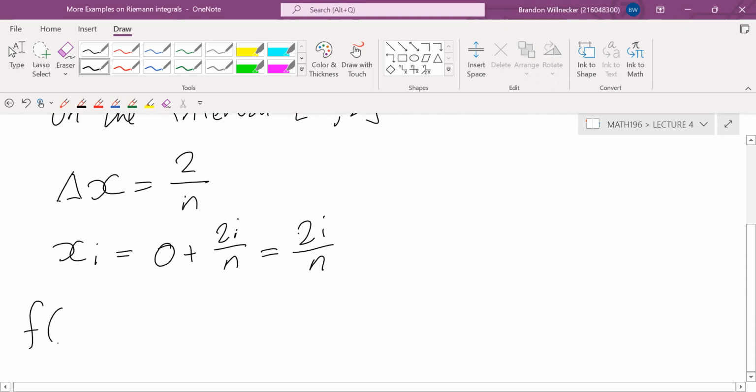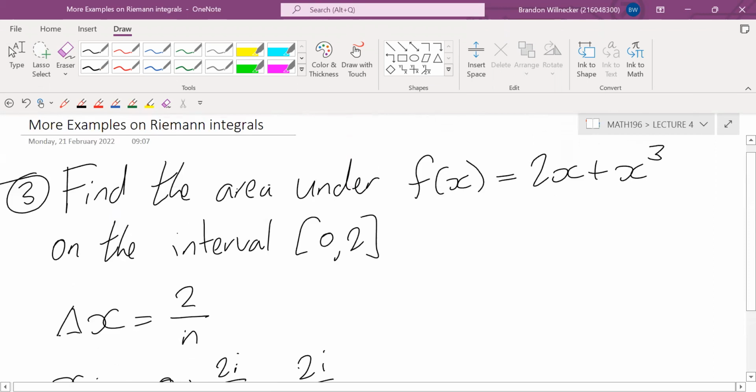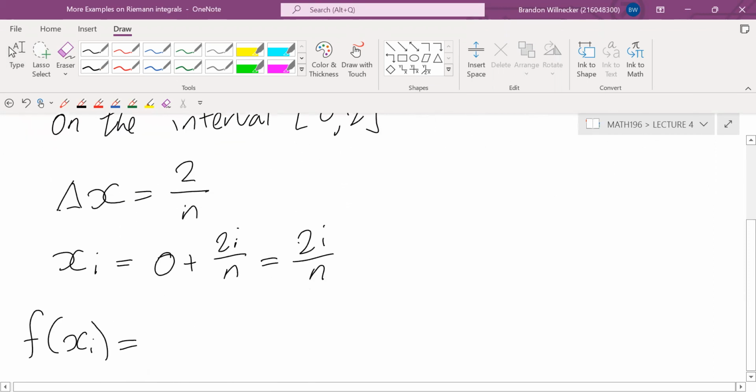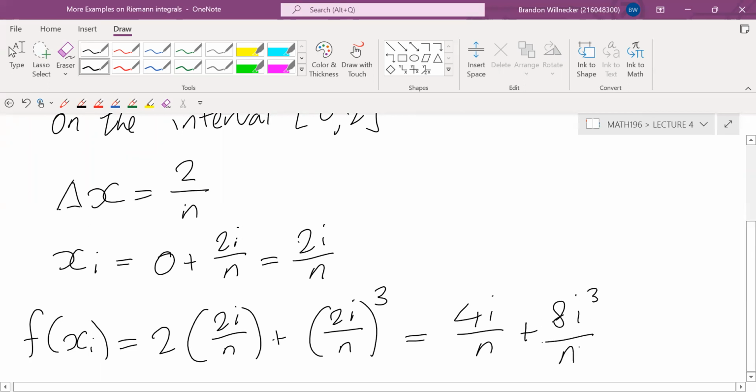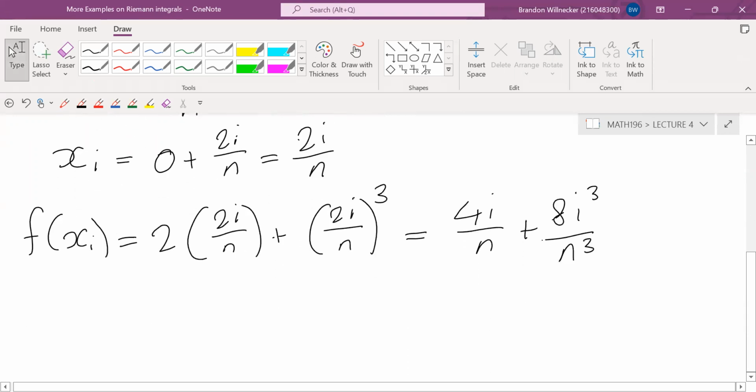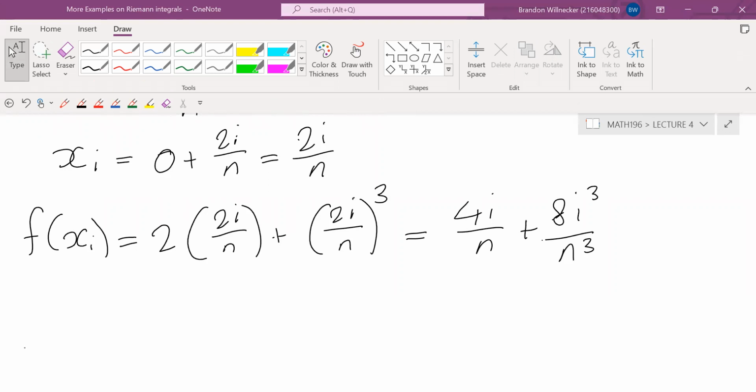And lastly, f of xr is going to be, what was f of x? 2x plus x cubed. So that's going to be 2i over n plus 2i over n cubed. So we can simplify that to 4i over n plus 8i cubed over n cubed. Okay, so we've got all the ingredients that we need. So now we can find the area.